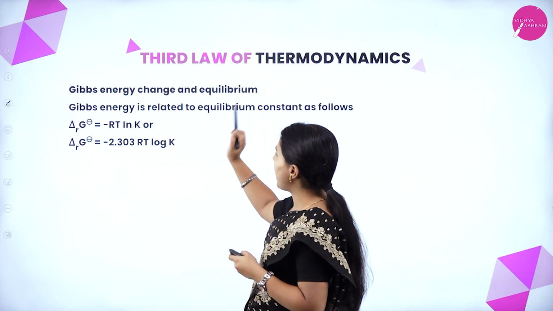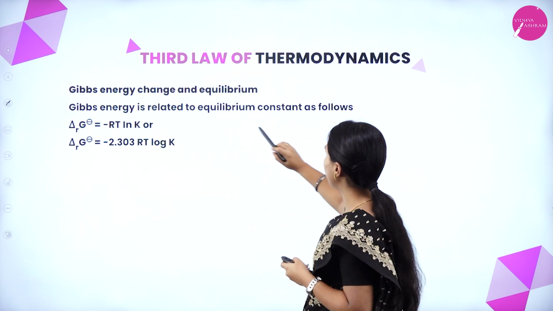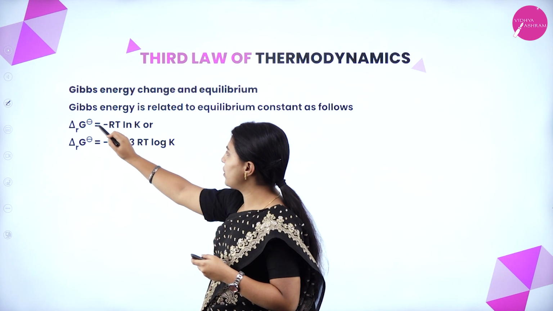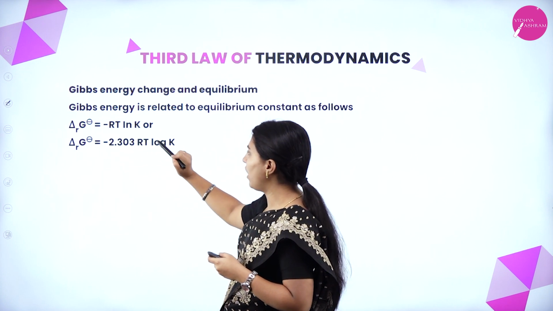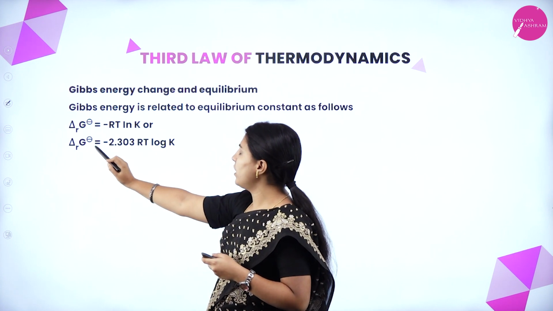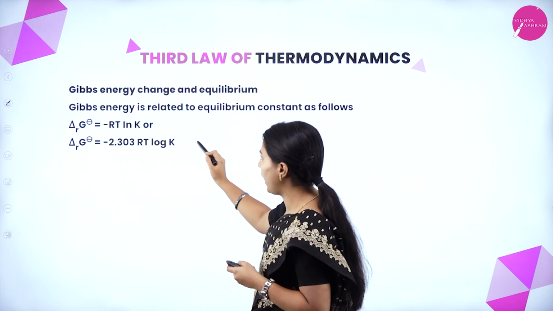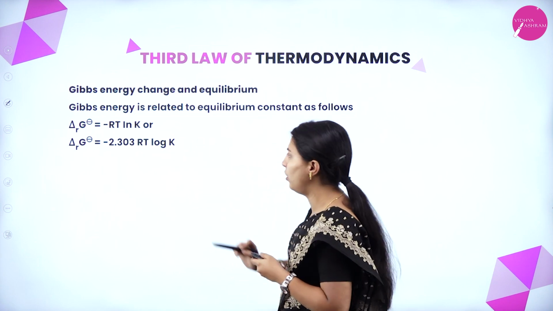Gibbs energy change and equilibrium. Gibbs energy is related to the equilibrium constant as follows: delta G naught equal to minus RT ln K, or delta G naught equal to minus 2.303 RT log K. We are converting from ln to log.